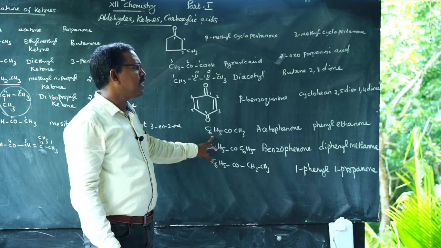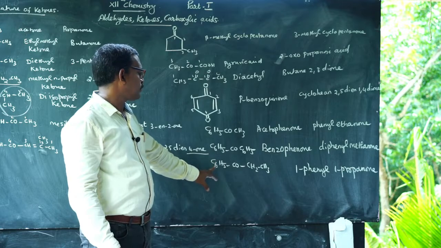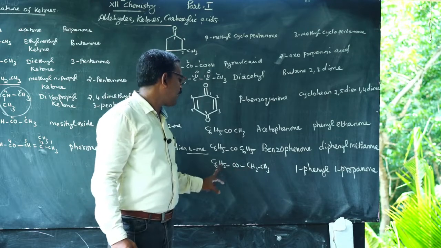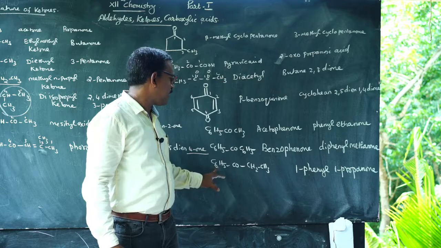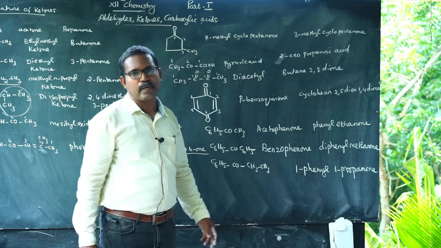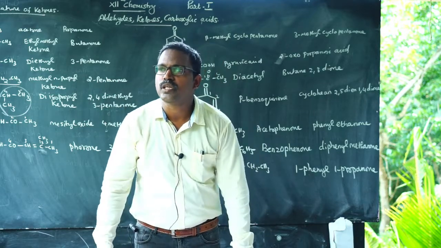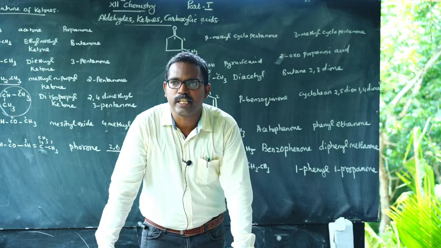Acetophenone, phenylethanone. Benzophenone, diphenylmethanone. Ethyl phenyl ketone, this is 1-phenyl-1-propanone. So these are some compounds, the IUPAC nomenclature of some ketones.